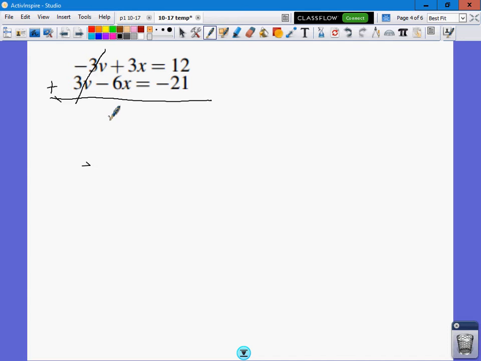3x minus 6x is a negative 3x. 12 plus a negative 21 would be a negative 9. And I would divide both sides by a negative 3. And x is going to be 3.